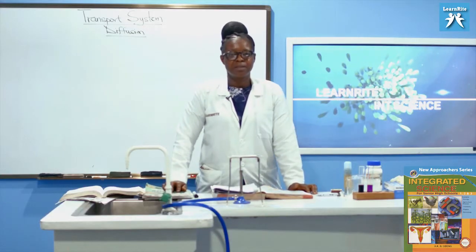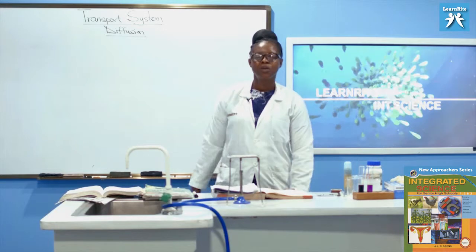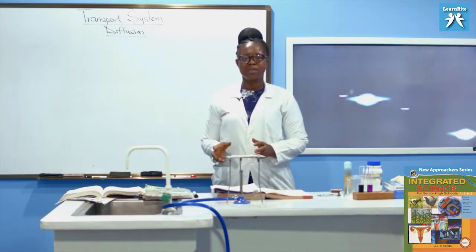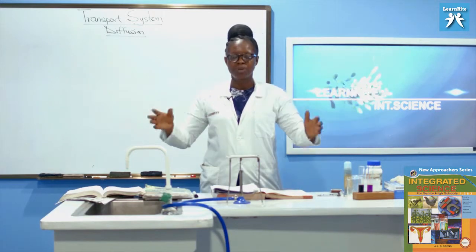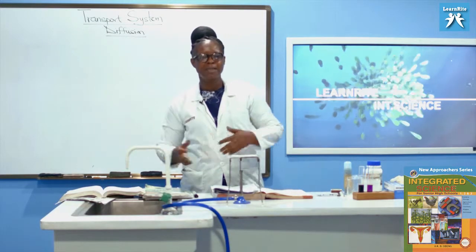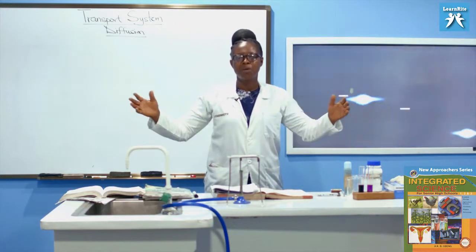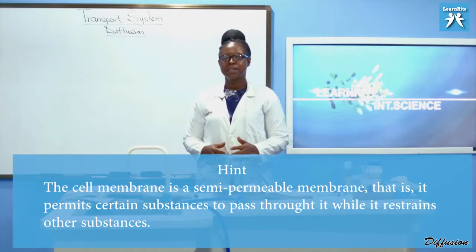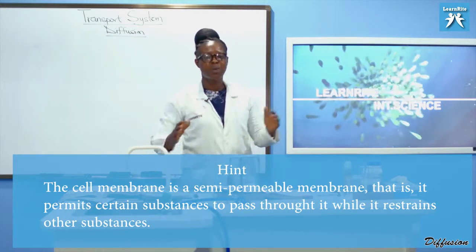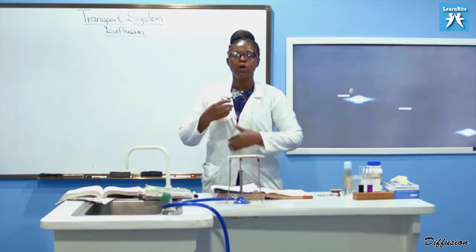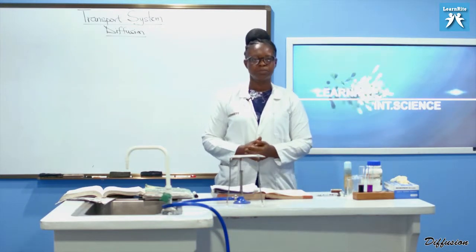Welcome to today's lesson. In our previous lesson, we talked about cells. One of the structures is known as the cell membrane. It's found in both plants and animals. The cell membrane serves as a semi-permeable membrane. That is, it permits certain substances to pass through whilst restraining others, so that the cell can continue to live.